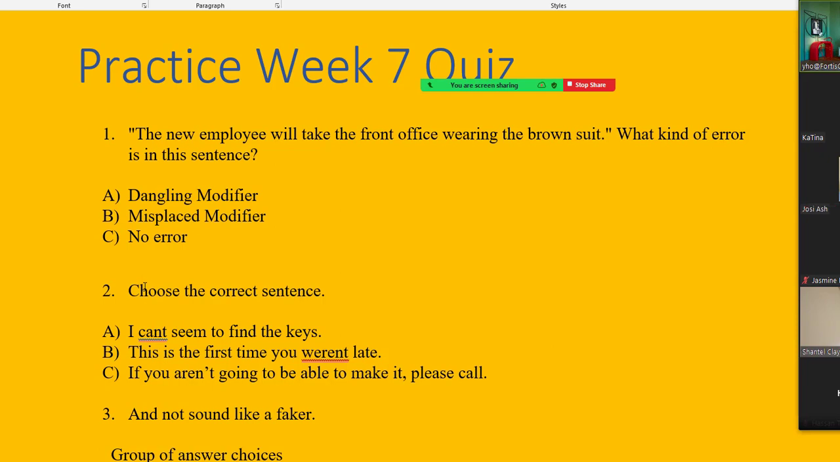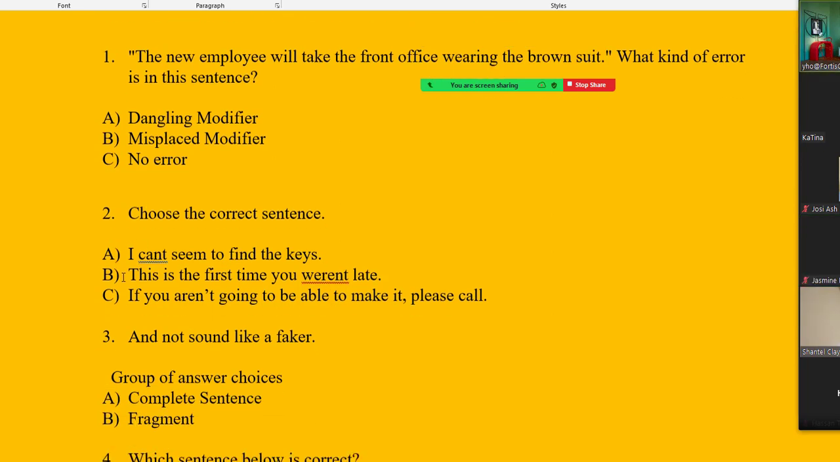What kind of error is in this sentence? A, B, or C? Is it dangling, misplaced? B. Excellent. Yes, because you got to move the words around. I can't seem to find the keys. This is the first time you weren't late. If you aren't going to make it, please call. Choose the correct sentence. C. And not sound like a faker.